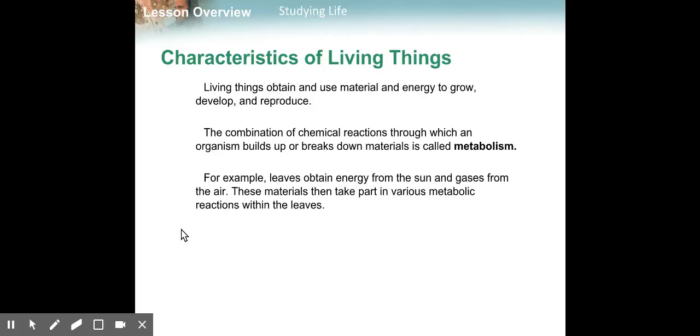Living things obtain and use material and energy to grow, develop, and reproduce. So basically, we eat and use what we eat. So the combination of chemical reactions by which an organism builds up or breaks down materials is metabolism. People usually think about metabolism as how fast you're burning calories, but metabolism also refers to building things up inside your body or inside of any cell.